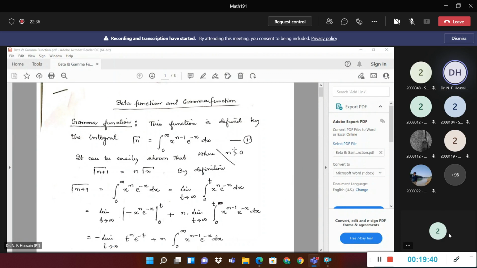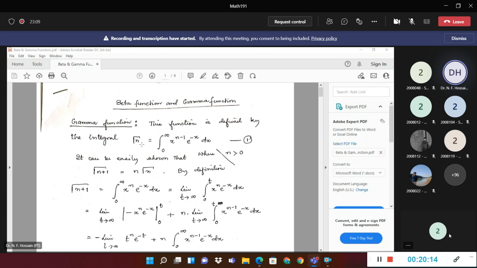So this is the definition of gamma function. This function is defined by the integral. This is the notation for gamma n. Gamma n, it is pronounced in this way, gamma n. Okay, this is equal to integral 0 to infinity x to the power n minus 1 into e to the power minus x dx. So you see this is an improper integral because of this limit infinity. So 0 to infinity x to the power n minus 1 e to the power minus x dx.